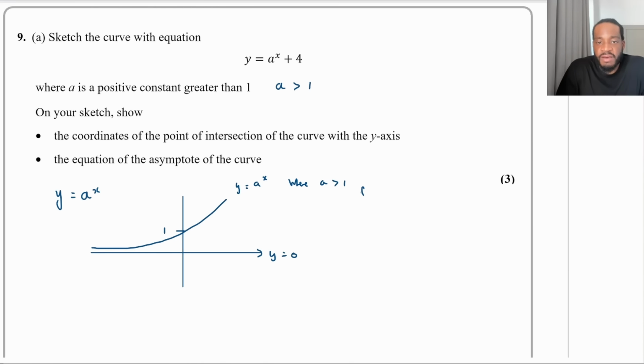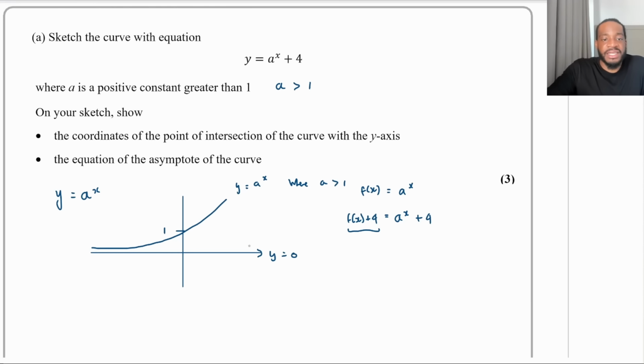So what I'm going to do, I've got f of x here. I'm going to call f of x a to the x, right? And then I want a to the x plus 4, which means I want f of x plus 4. Now I look at this in isolation. What does that mean? It means that we move our graph vertically upwards by 4 units. So every single y coordinate, we're going to add 4 to it.